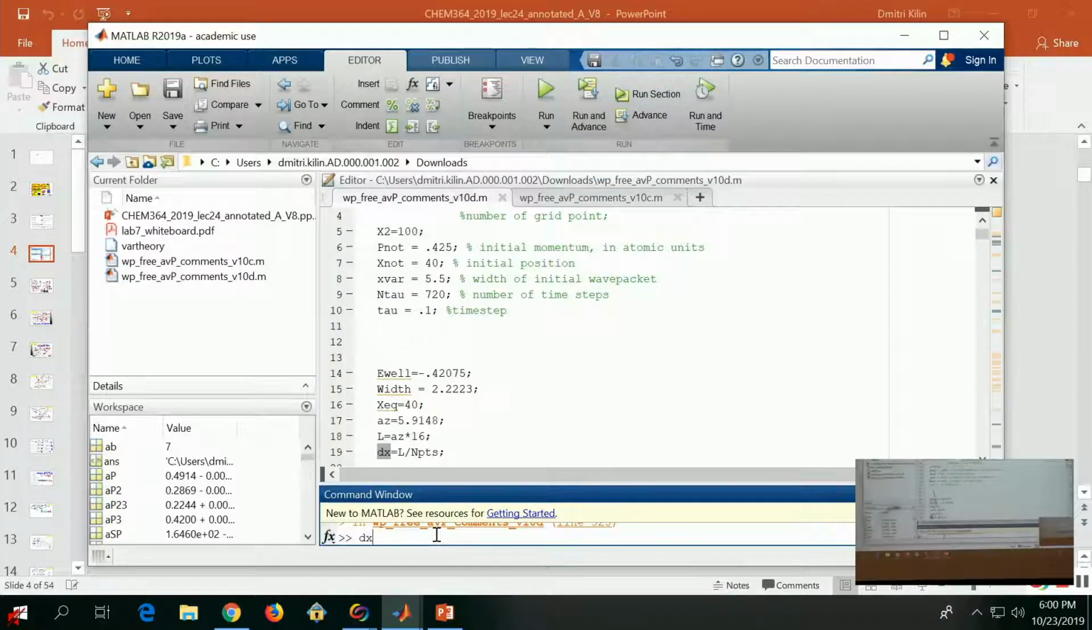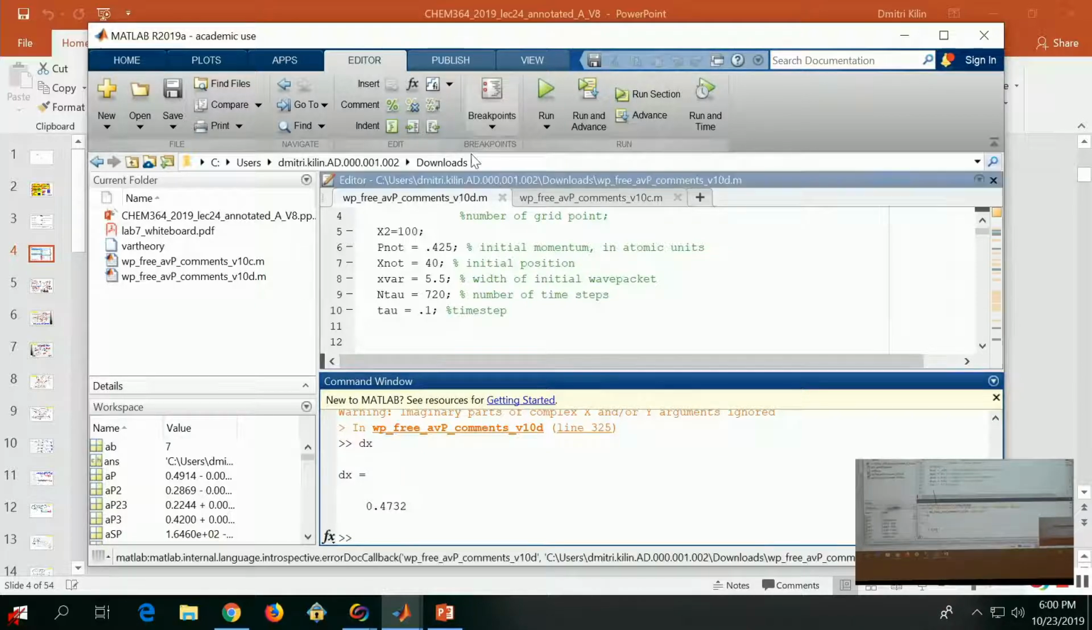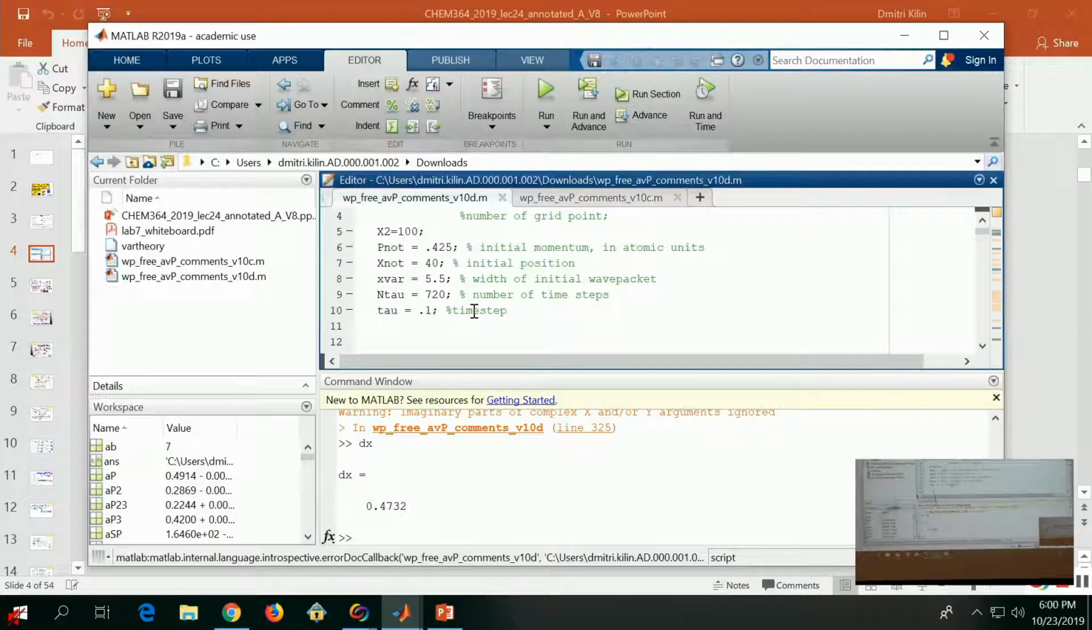If you type dx, it will show 0.4. The units are atomic units. The atomic unit of length is the Bohr radius, the distance between proton and electron in hydrogen atom, and our dx is about half of this, so like a quarter of an angstrom. But if you are willing to make finer grids, you can modify this variable.